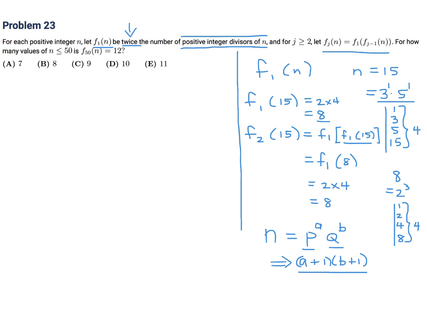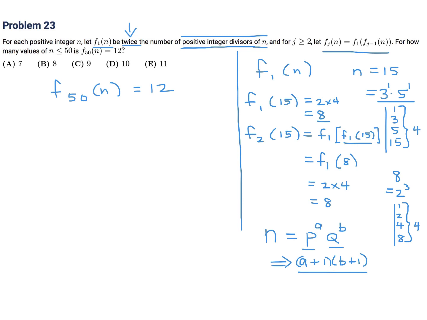What they want you to do is figure out f50 of n equals 12, right? So how many values of n is this true for? All right. Well, we need to go a little bit backward here. And let me explain.